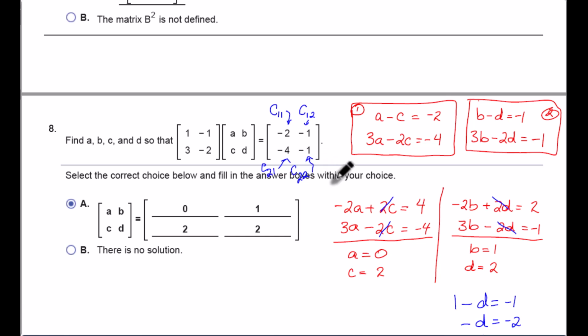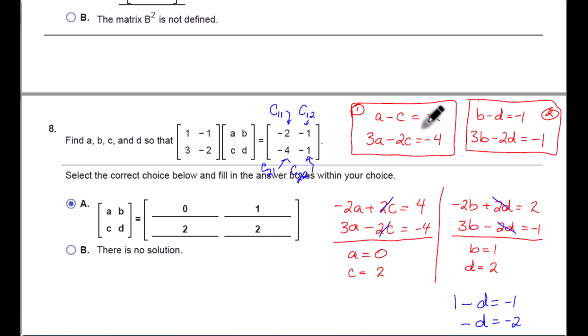Well, the way to think about this is, how did I get that minus 2? I got that minus 2 because it's in the 1, 1 place, by multiplying together the first row and the first column. And so that would be 1 times A, which is A, minus C, and that must equal that item. So it gives me one piece of information about what A and C can be.